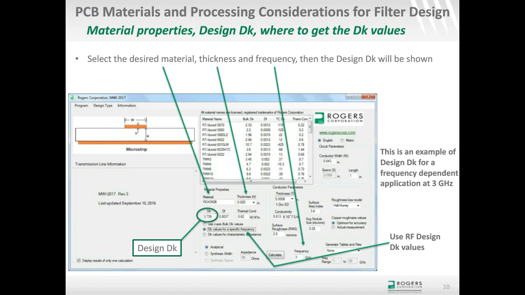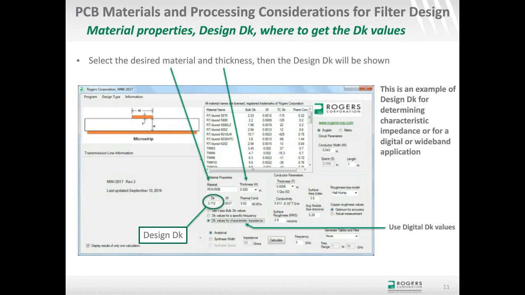So anyway, to get the design decay on any particular material with the software, you would select the material first and then select the thickness. And the software will know what surface roughness is used with that material and thickness. And then in this case, you would put in the frequency. For a frequency-dependent application, I put in 3 gigahertz, and then the design decay number and the box circle will show up, and that design decay number is basically the number I measured on microstrip circuits at that frequency with that thickness of material.